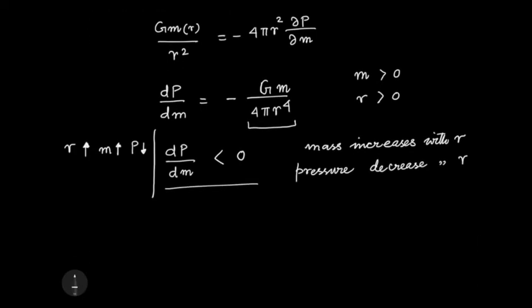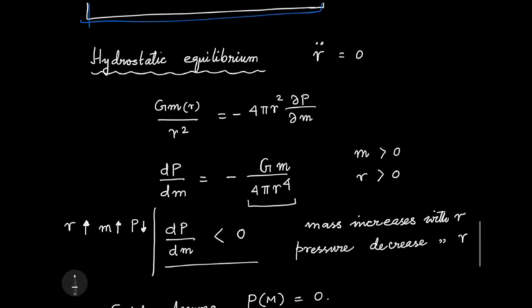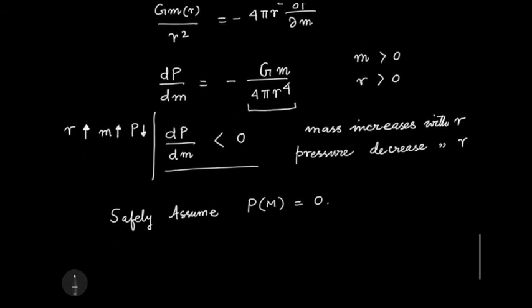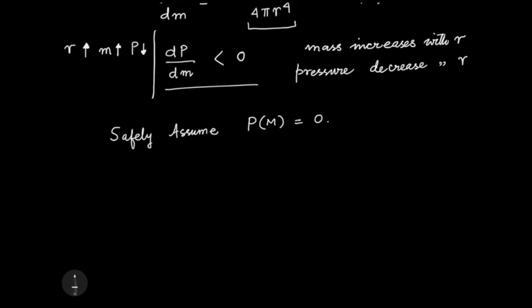So let us calculate the pressure. Now safely assume, this we discussed last time also, that pressure at the mass equals to capital M is 0. That is a very safe assumption. At the surface of the star, there is no pressure. Otherwise, either the star will contract, which is not happening because we said r double dot is 0, or it will throw away some material, which is also not happening. Even if it's happening, it's so small that we can consider the pressure to be 0 there.